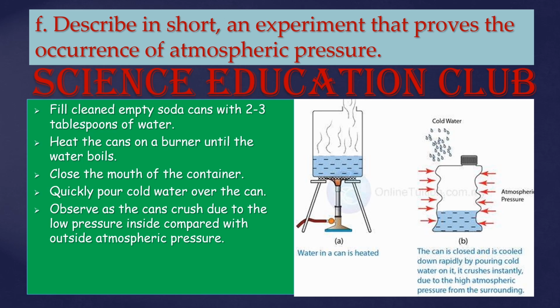Describe in short an experiment that proves occurrence of atmospheric pressure. Fill cleaned empty soda cans with 2 to 3 tablespoons of water. Heat the can in a burner until the water boils. Close the mouth of the container. Quickly pour cold water over the can. Observe as the can crushes due to the low pressure inside compared with outside atmospheric pressure.